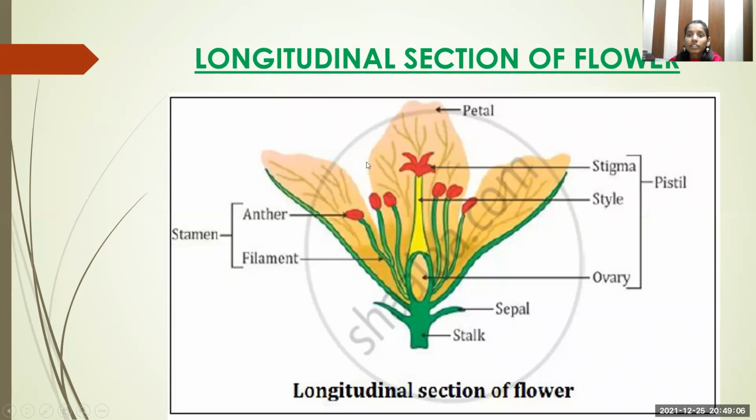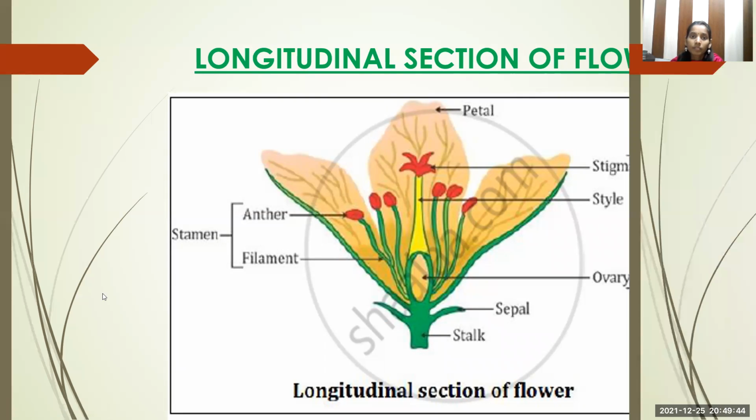Now see the longitudinal section of flower. In this section, all the floral parts are clearly visible. This is stalk, this is sepal, this is petal, and these structures are stamens. And this central structure is the pistil. Now stamen is further divided into two parts, anther and filament, and pistil is divided into three parts, stigma, style, ovary. I'll tell you later when we study the male reproductive part and the female reproductive part, then I'll tell you about these further divisions in detail.